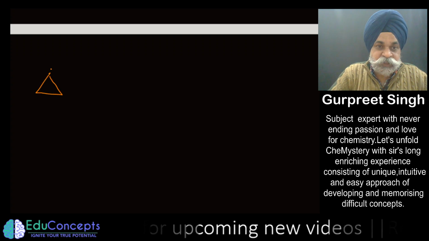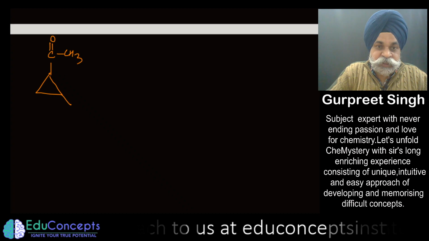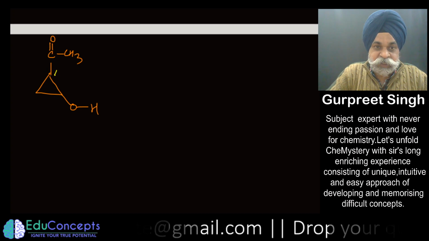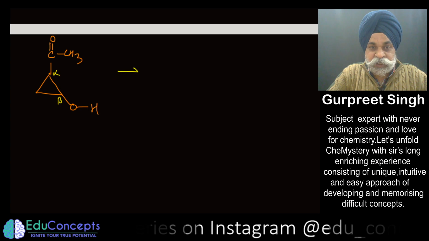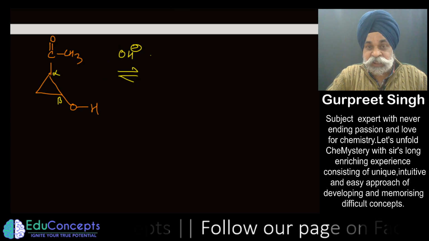So this is being given to you: COCH3, and on this side you have an OH group. So this is what we are speaking of. This is alpha, this is a beta hydroxy ketone. Now how to go for it? So you are being given OH negative. Now what can a child think of?